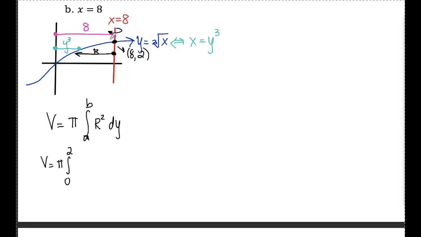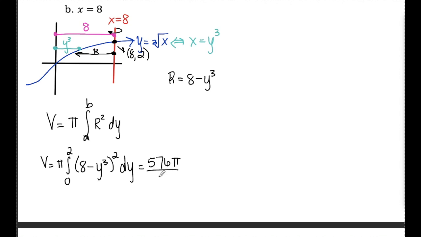So I need to take this 8 distance and take the y cubed distance away. This means that I can represent capital R as 8 minus y cubed. So when I plug in here, capital R is (8 minus y cubed) squared. I need to square that radius, dy. When I solve out this integral, I end up with 576 pi over 7.